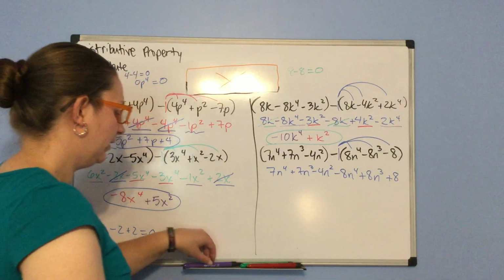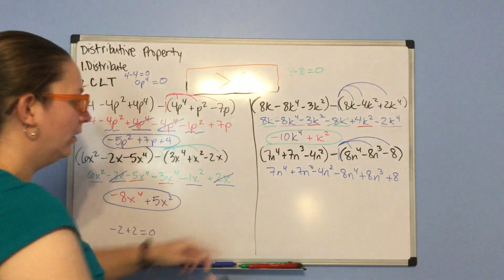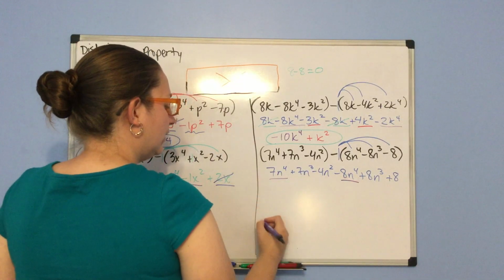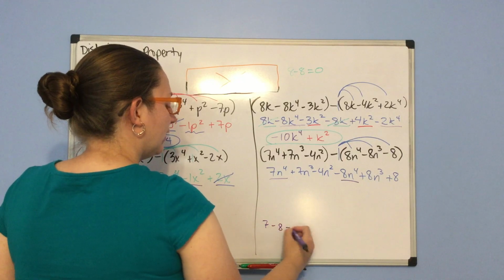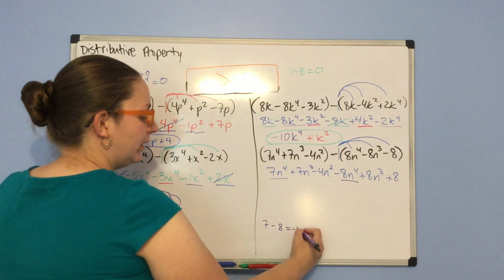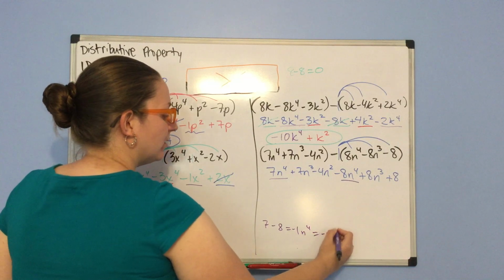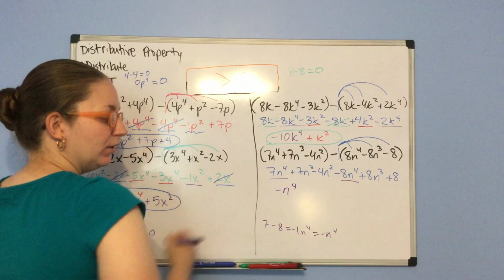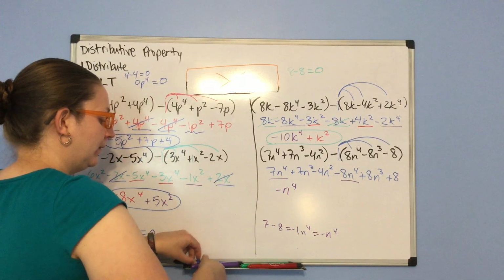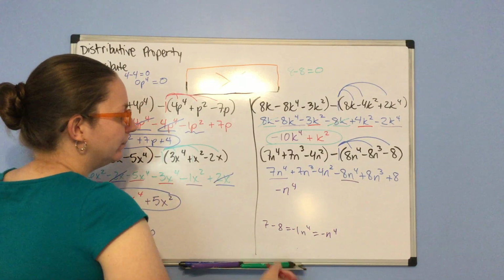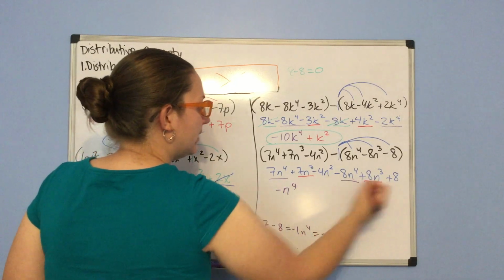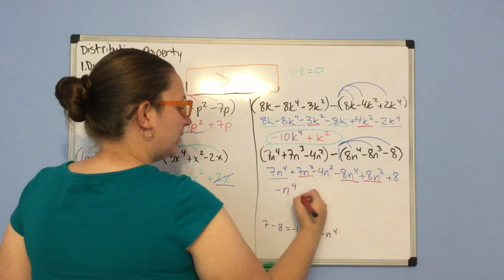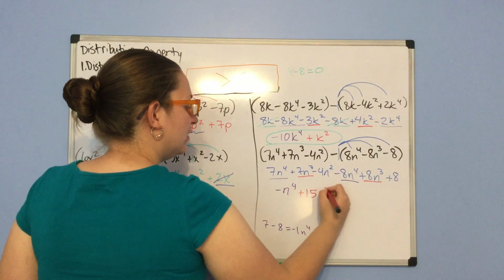All right, let's see what we can do combining wise. 4th powers, negative 7 minus 8. So 7 minus 8 is negative 1. But negative 1 n to the 4th is the same as negative n to the 4th. I can leave out that 1. I'm going to write it like this. If you wrote the negative 1 in front, that's totally fine. Making our way down the list, let's do 3rd powers next after 4th powers. 7 plus 8 is 15n to the 3rd.